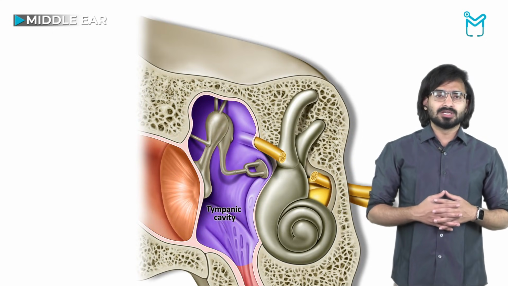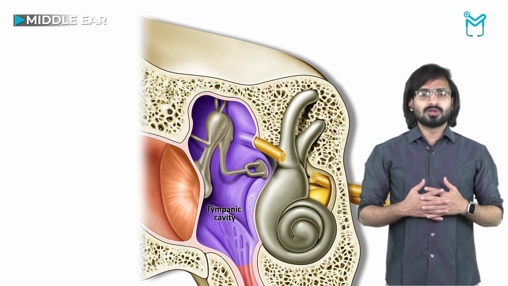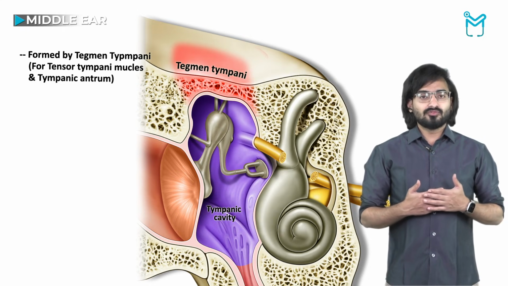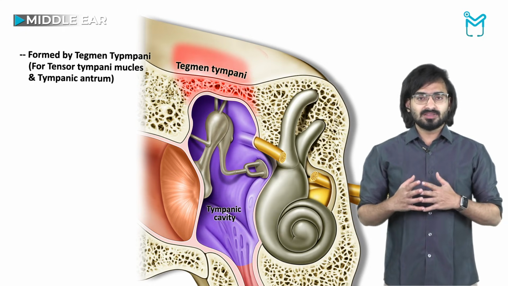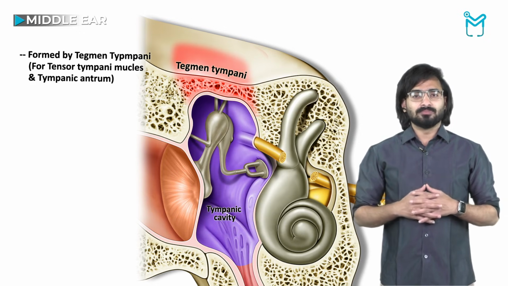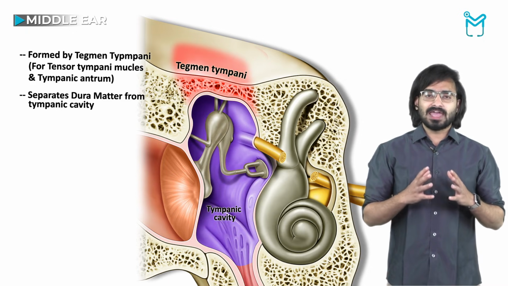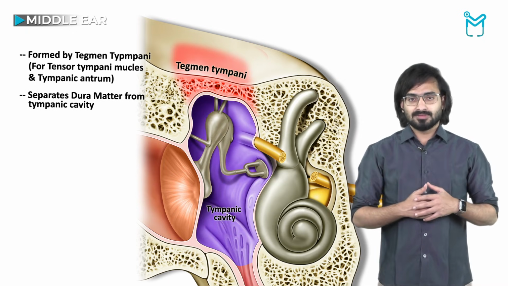The roof of the middle ear is formed by the tegmental wall. Why is it called tegmental wall? Because it is formed by tegmen tympani. It also forms the roof of the canal for the tensor tympani muscle and tympanic antrum. This roof separates the dura mater from the tympanic cavity, which lies just above the cerebral cortex.